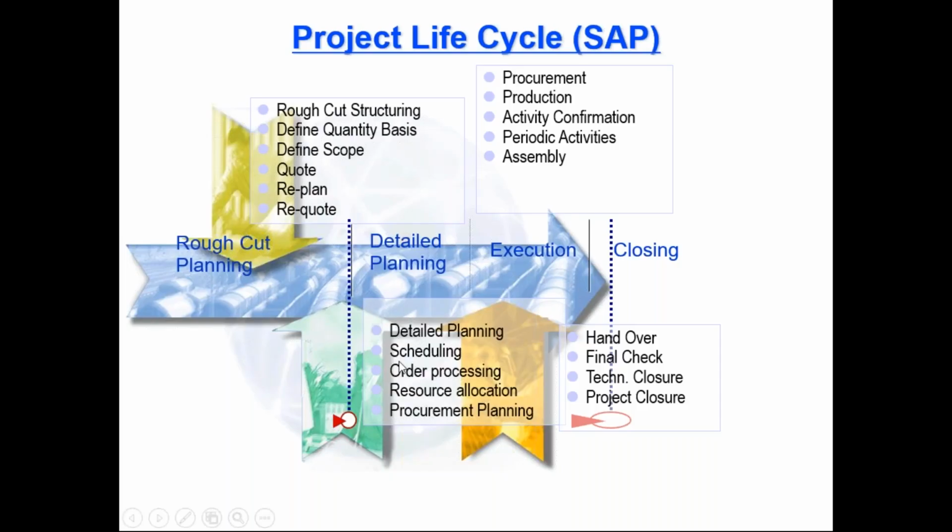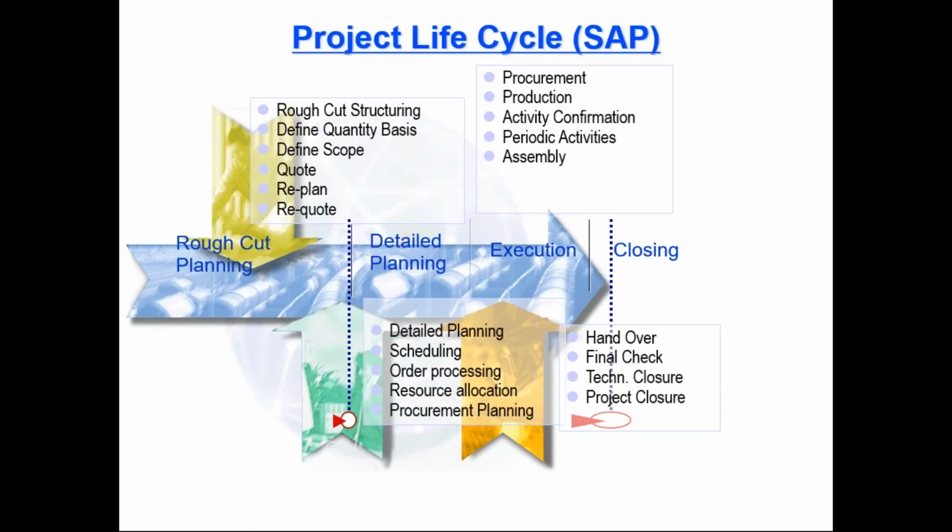In detailed planning, we will define the schedule. We will do the order processing, meaning whatever product we are going to produce in our factory is fine, but we need raw material and different materials and services from different contractors, so we have to order them. Resource allocation has to be done, procurement planning has to be done, and all these things will be completed in the planning phase. Then it will go to execution.